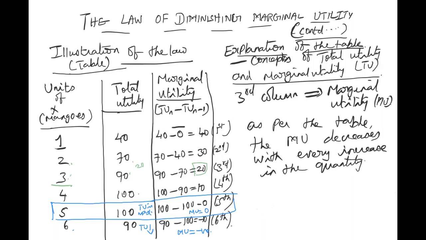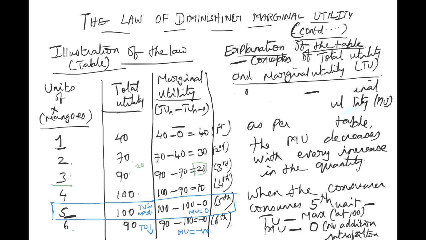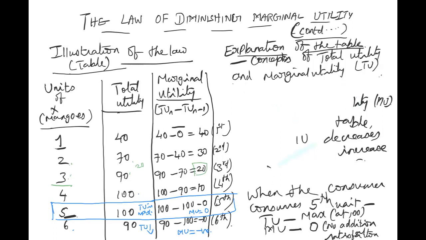We are also finding out when the consumer consumes the fifth unit, the fifth mango, the total utility happens to be the maximum at 100 and the marginal utility becomes 0. This indicates no additional satisfaction. So there is no marginal utility when the consumer consumes the fifth mango. And still if he keeps on consuming the mangoes, the total satisfaction itself is decreasing and the marginal satisfaction is becoming negative.